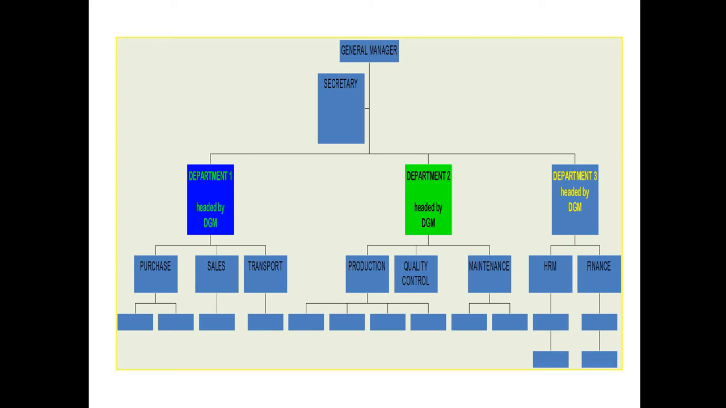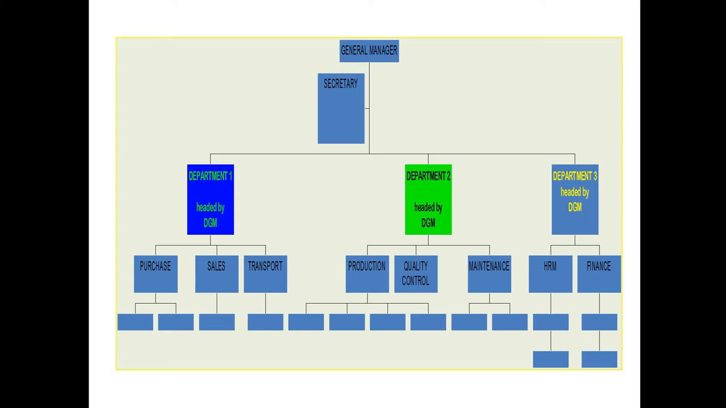So this diagram that I just showed you, if you can see here, the relationship is very evident that each of these DGMs will have to report to the general manager. So that is an authority relationship. Purchase, sales and transport will report to the DGM of department 1. Production, quality control and maintenance will report to the DGM of department 2. HRM and finance will report to the DGM of department 3.